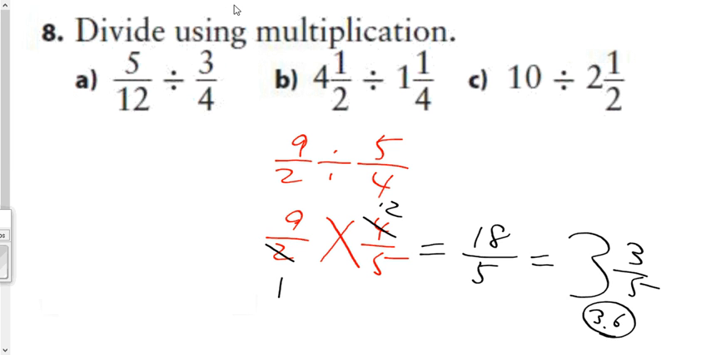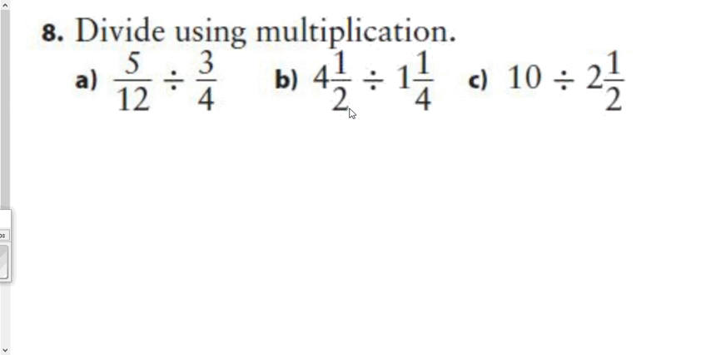And the last question you have here is 10 divided by 2.5. Does anyone have a suggestion for an easy way to start before obviously I'm going to change this mixed fraction into 5 over 2? Does anyone have a suggestion for what I should do to 10?